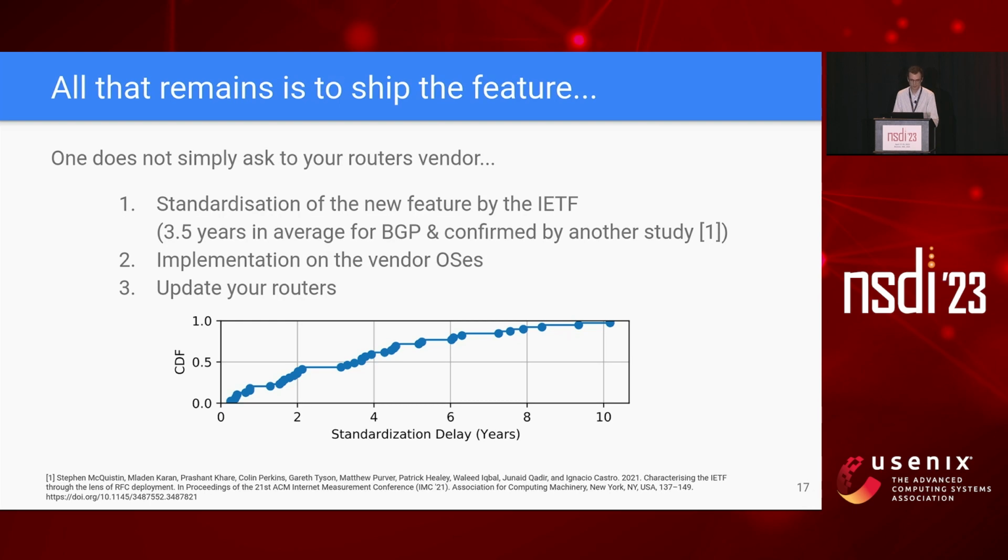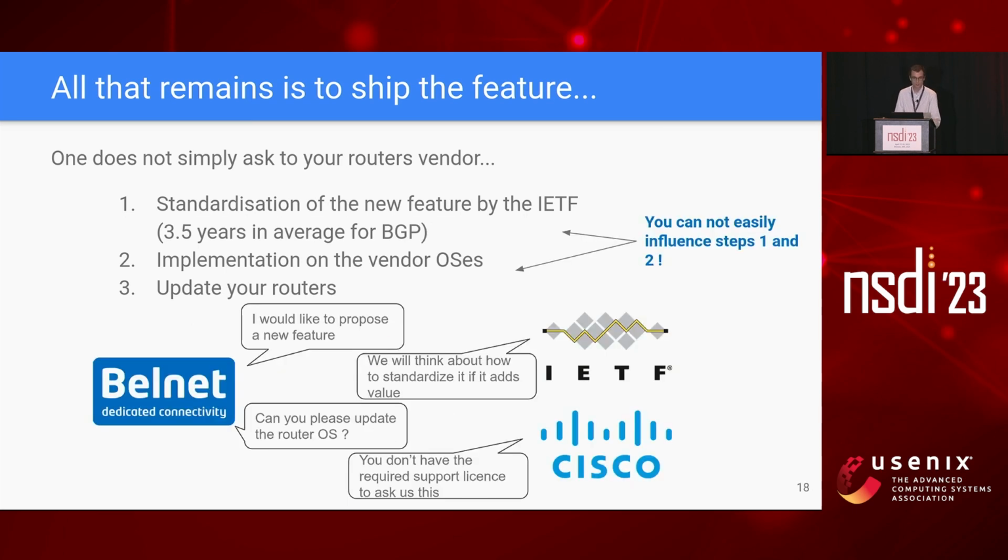And then once the standardization phase is done, you have to implement it in your network operating system and then update your routers. But if you are a small network ISP, such as Belnet, the research network in Belgium, you cannot easily influence step 1 and step 2, because maybe IETF people see no value in your functionality, or your router vendors will not add the functionality because you don't have the required license.